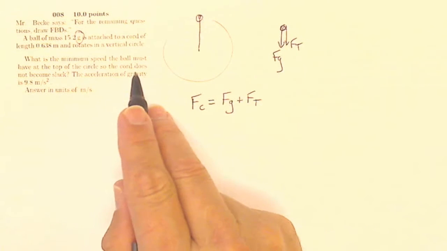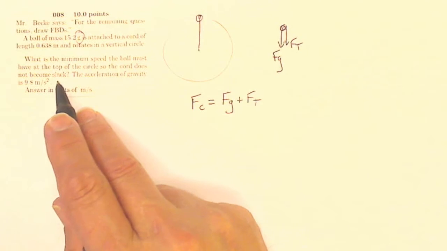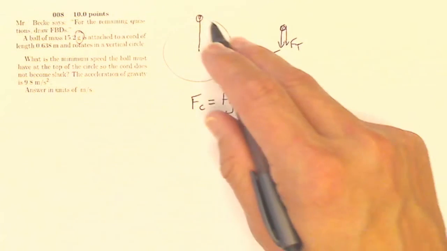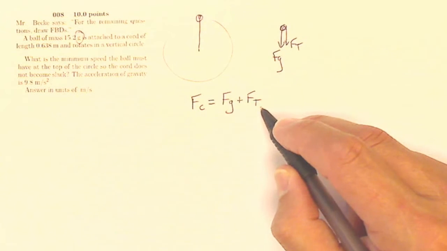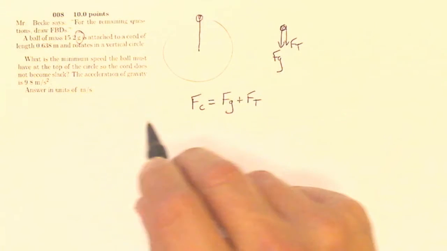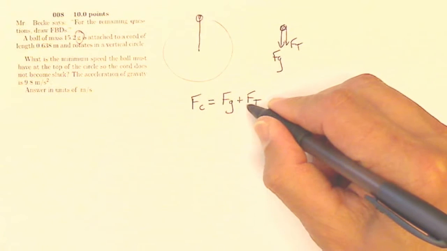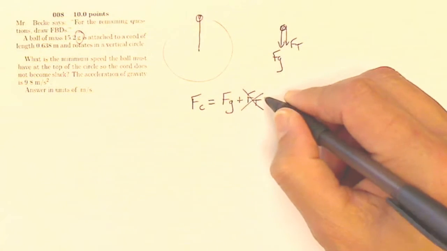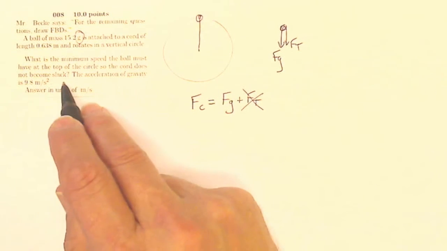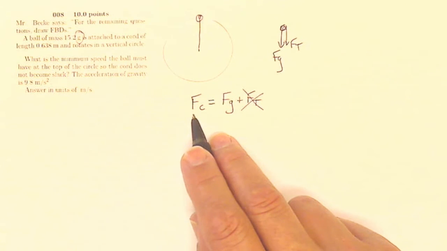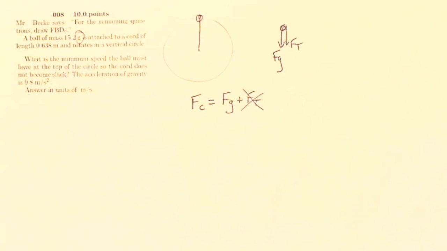Now this says, so the cord does not become slack. What would happen to the tension as this rock went slower and slower and slower? This tension would get less and less and less. So when this says the cord does not become slack, that is the special case where tension goes to 0 or nearly there. Well, that's pretty much where tension goes to 0. So now I know the centripetal force is going to equal the gravitational force.